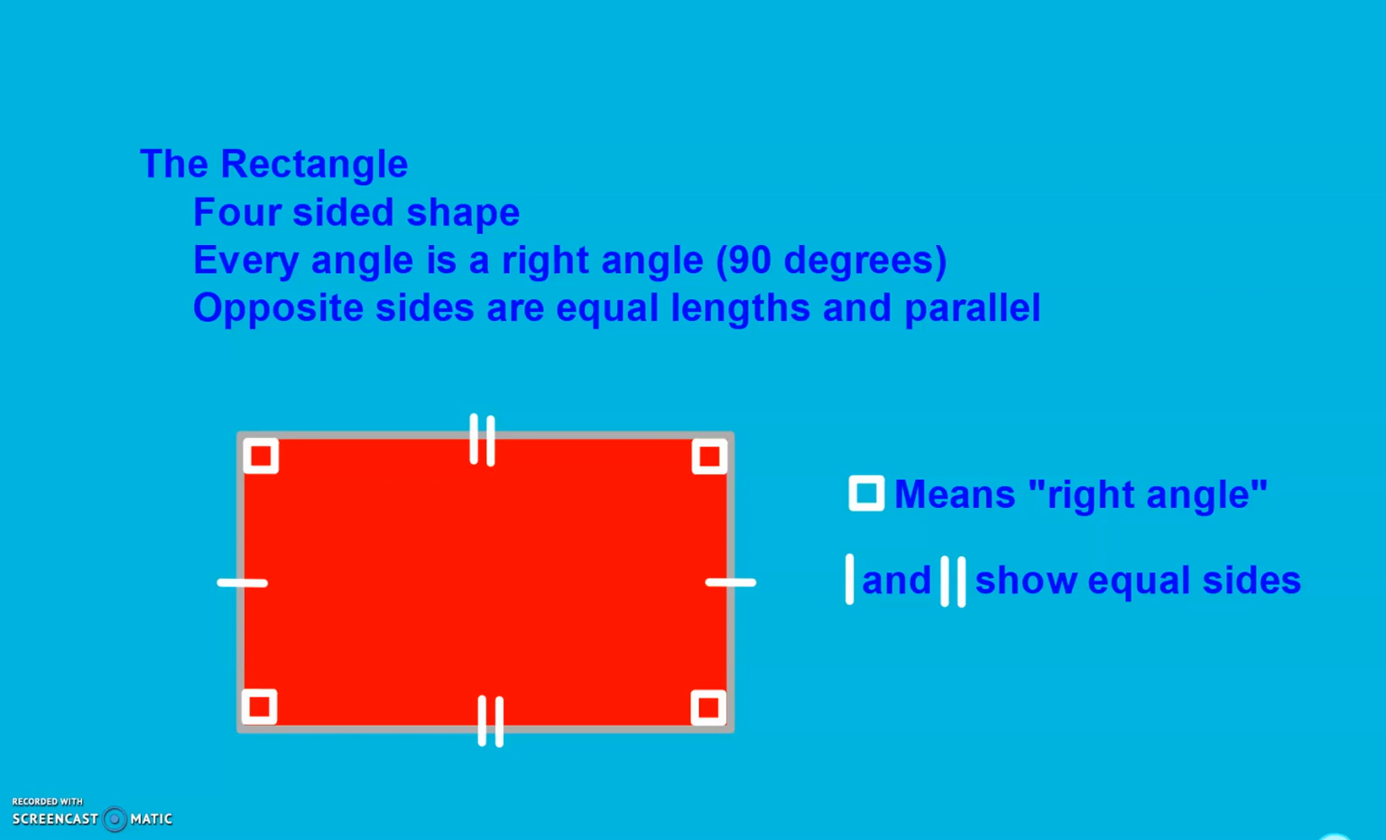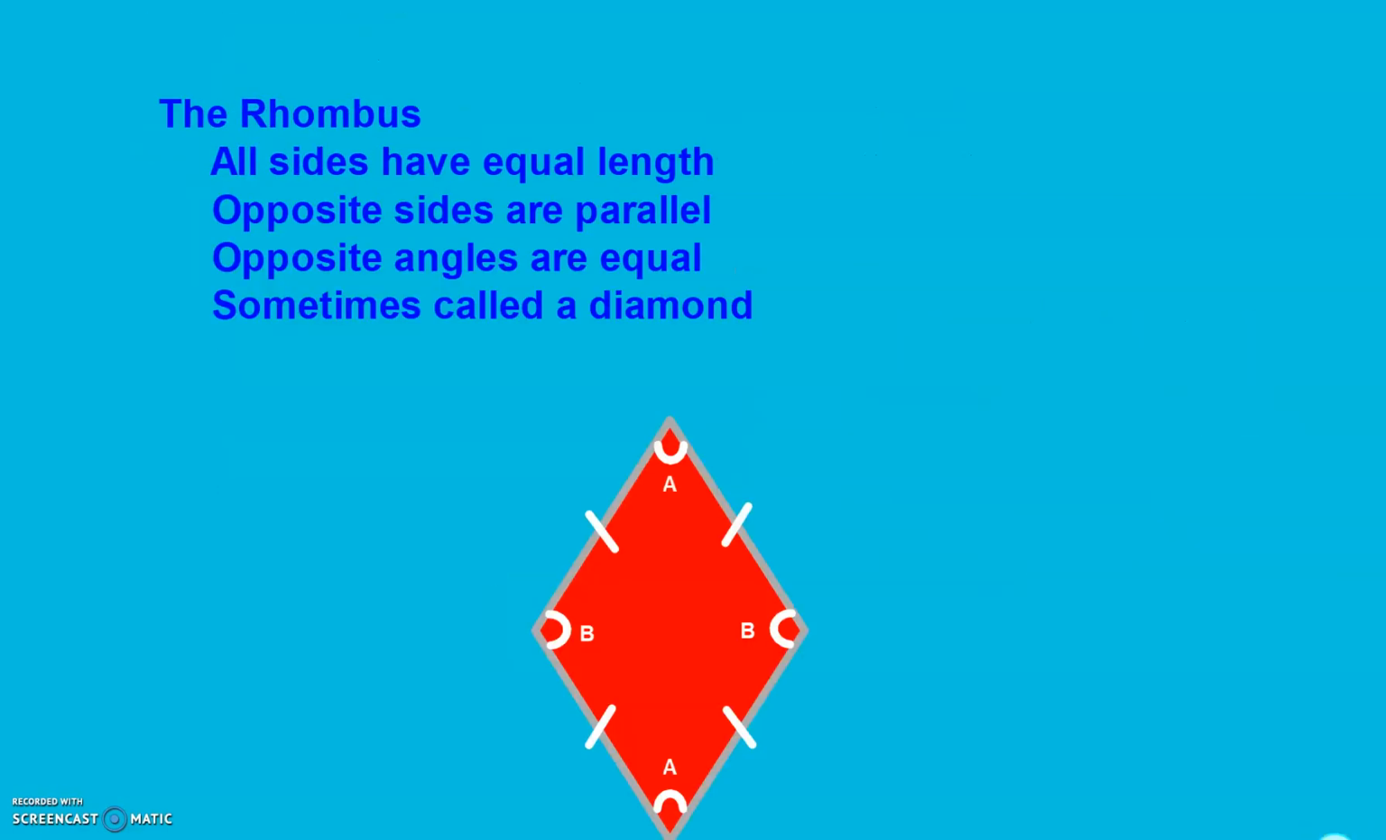A rectangle is a four-sided shape. Every angle is a right angle, 90 degrees. Opposite sides are equal lengths and parallel. So we can see the two segments are parallel and the one segments are parallel. All angles are right angles. The rhombus, all sides have equal length, so all of my segments here have equal length. Opposite sides are parallel, and opposite angles are equal. Sometimes this is called a diamond as well.